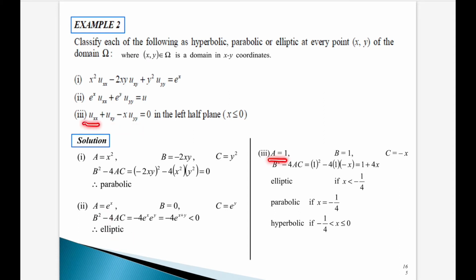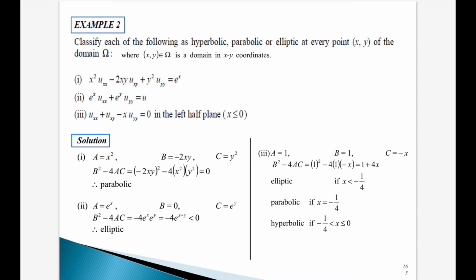And question number 3. A is equal to 1, B is equal to 1, and C is equal to -x. Substitute into this equation and simplify, then you get 1 plus 4x. So this is the mixed equation. Mixed equation means if x is less than -1.4, it will be elliptic.